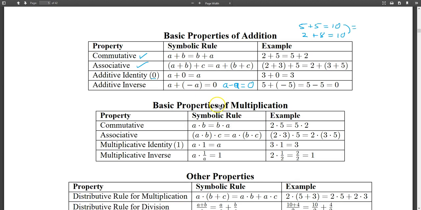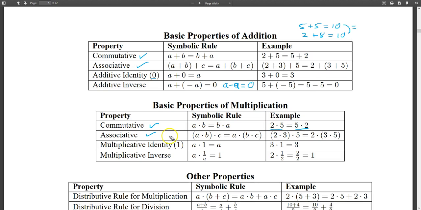We also have some basic properties for multiplication. We also have a commutative and associative property for multiplication. So, of course, A times B is the same as B times A. 2 times 5 is the same as 5 times 2. They're both 10, of course.